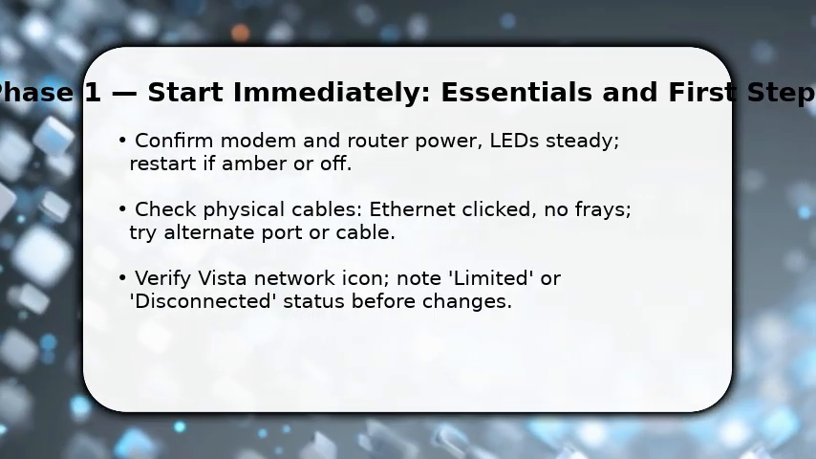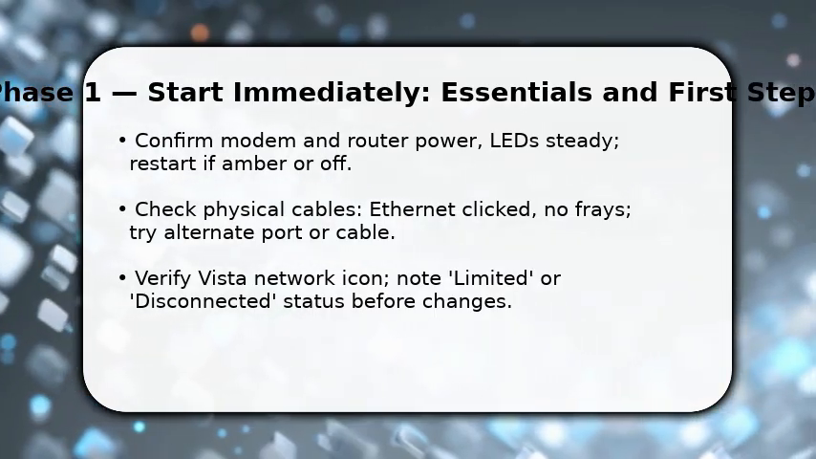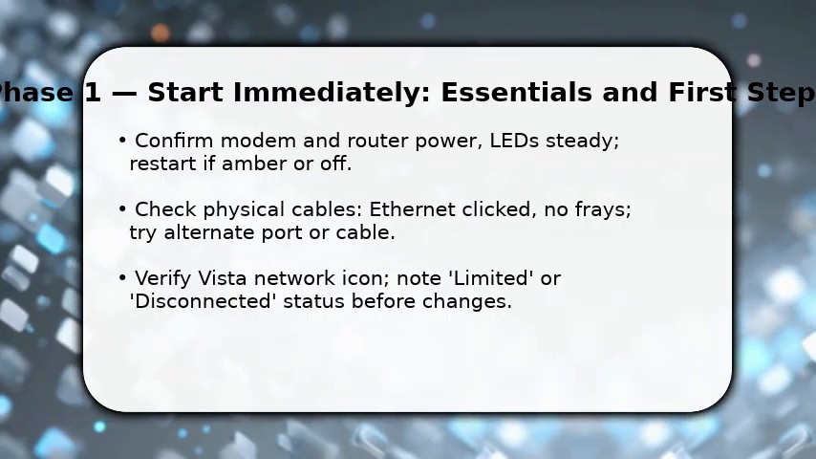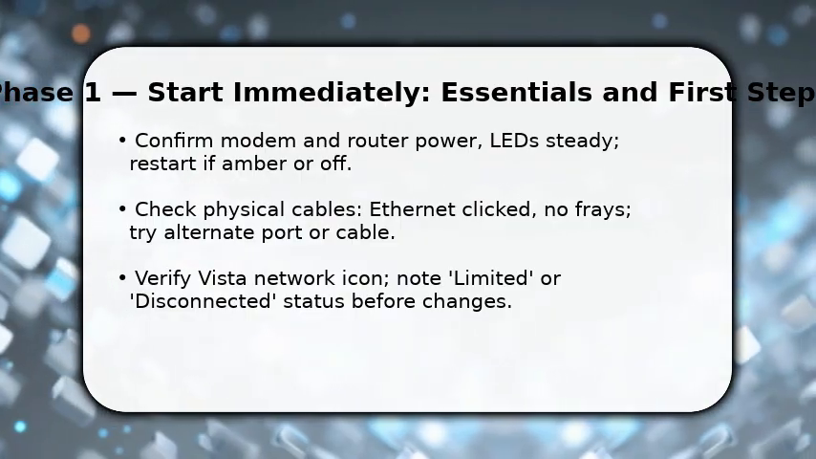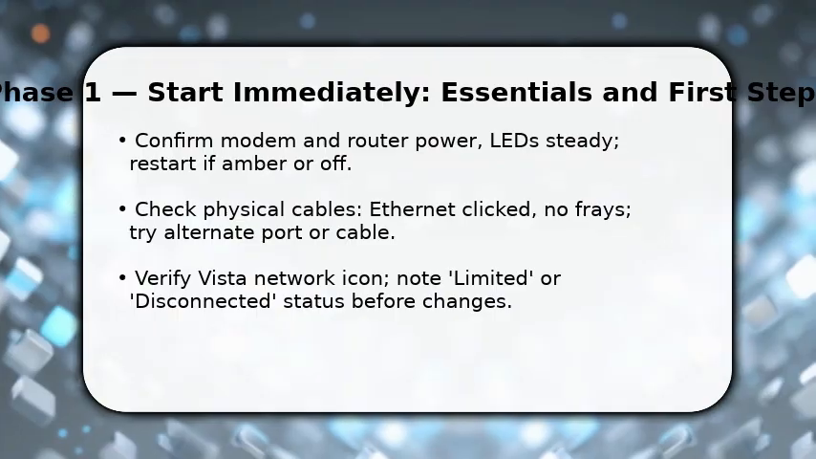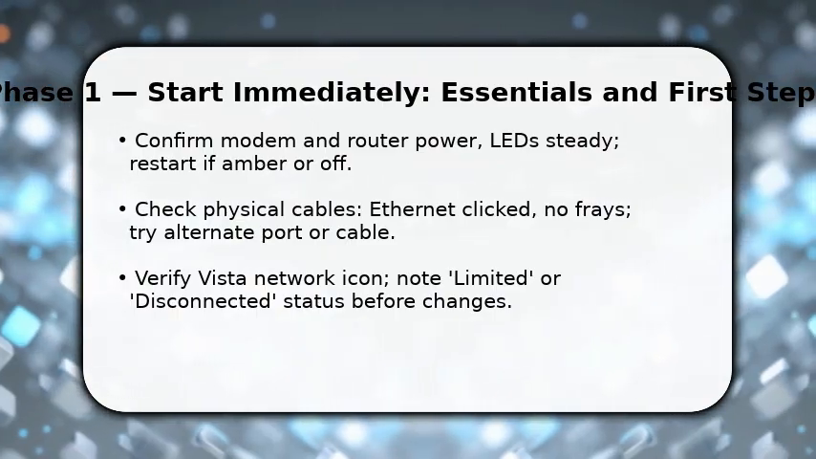Once done, confirm the Ethernet cable is seated and try a different port or cable to rule out a bad wire. Make sure the Vista network icon shows status. Write down any error message, since that guides the next targeted steps.